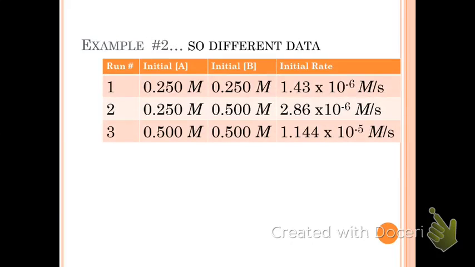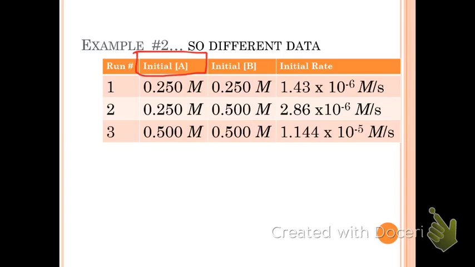Let's start. Here we have another data table. In this data table, again, we have 3 independent experiments. Remember, independent experiments mean that none of the other experiments are dependent upon what's happened in another experiment. So we're just looking at data. We want to find the concentration for reactant A changing, but we want the concentration for reactant B not changing.